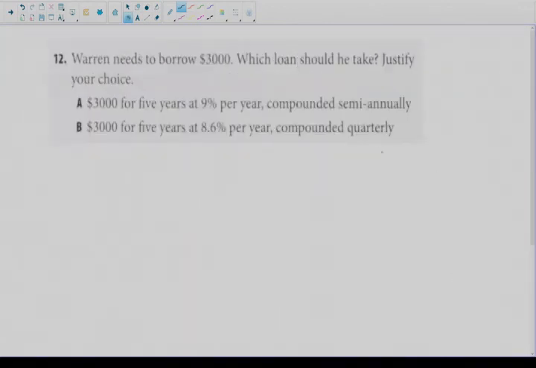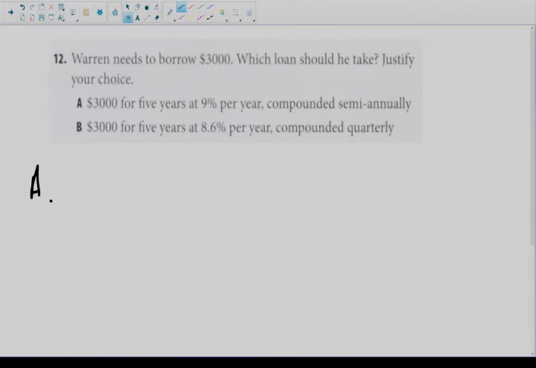Okay, this is the last question. So Warren needs to borrow $3,000. Which loan should he take? Justify your choice. First loan is $3,000 for 5 years at 9% per year compounded semi-annually. So let's do that one first.